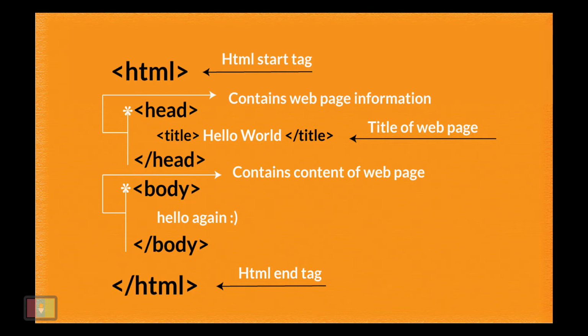Each tag has a start and an ending tag. The ending tag contains a slash before the tag name. The HTML tag indicates the start of the HTML page. The head tag contains all the information about the web page. The body tag contains the content of the web page.